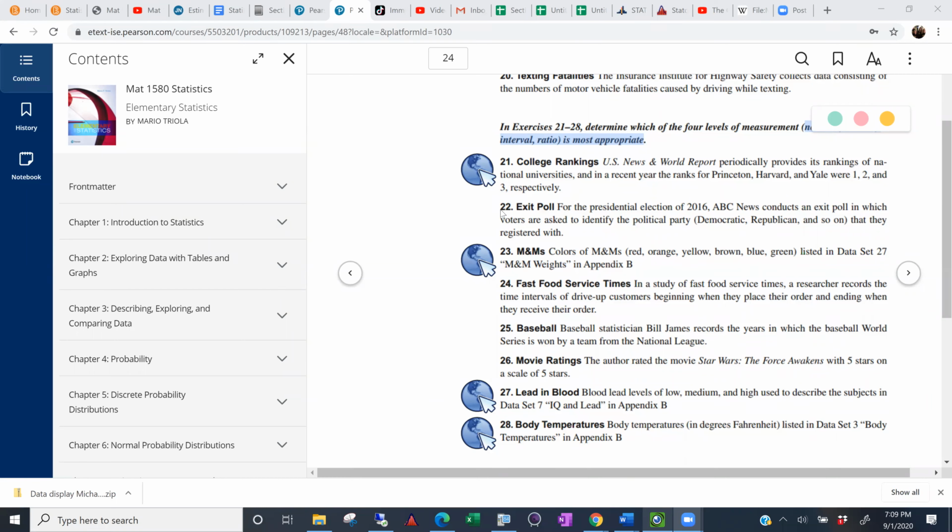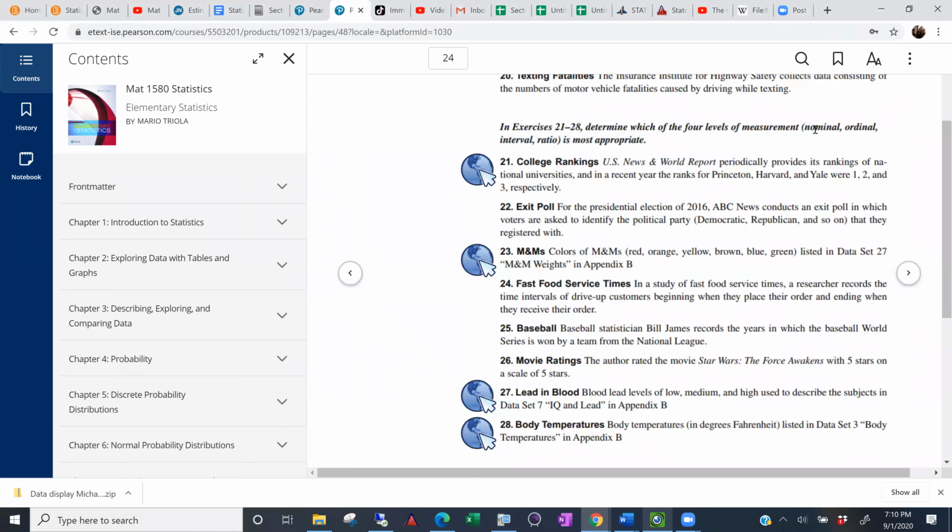Let's move down to the next one, problem number 24. In a study of fast food service times, a researcher records the time intervals of drive-up customers, beginning when they place their order and ending when they receive their order. So the time that it takes them to get their order. What kind of data is that?